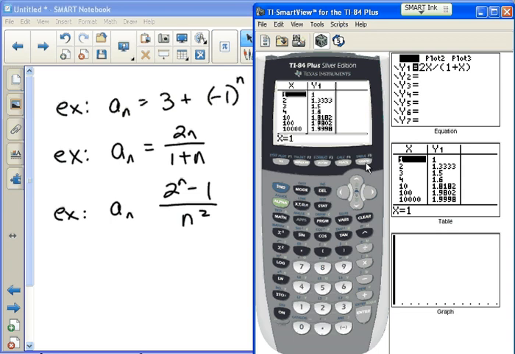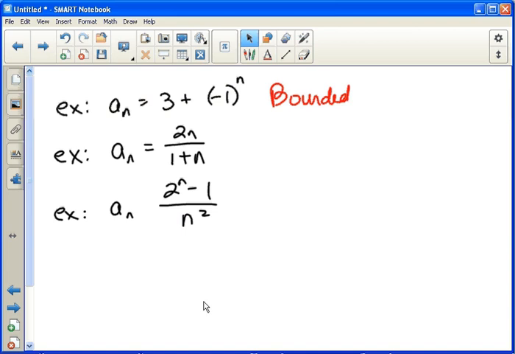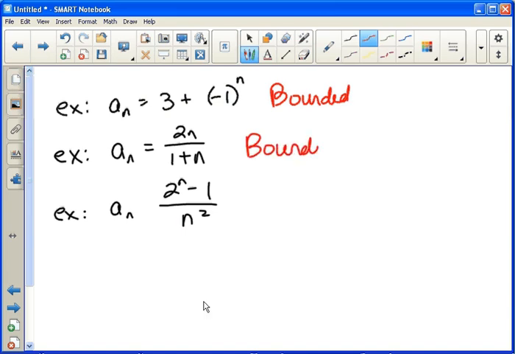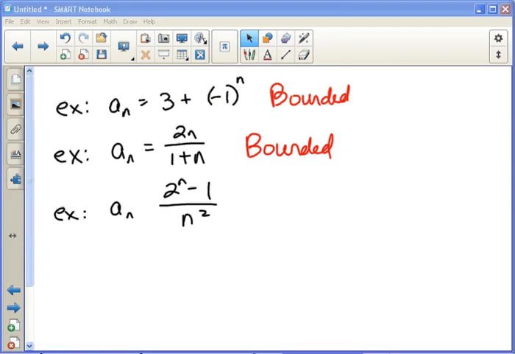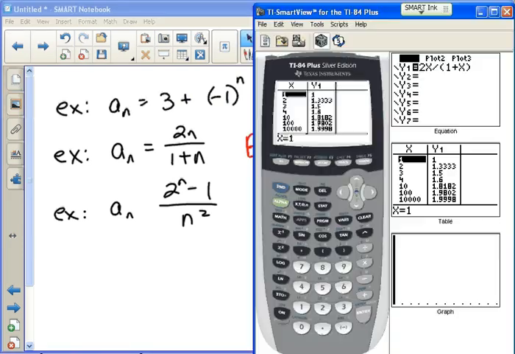Because remember, sequences don't exist in the negatives. We never will plug in negative numbers. So it doesn't matter what happens before 1 because we don't start until 1. So it is clearly bounded below by 1 and above by 2. Final example. We'll do 2 raised to the x minus 1 divided by x squared.